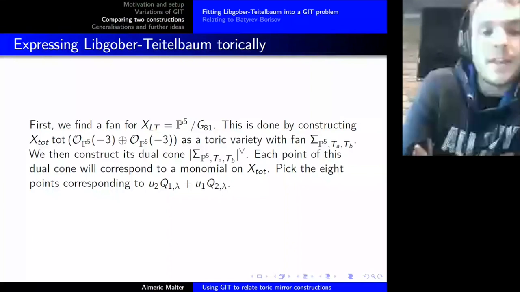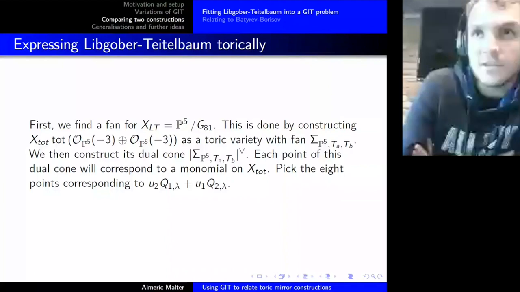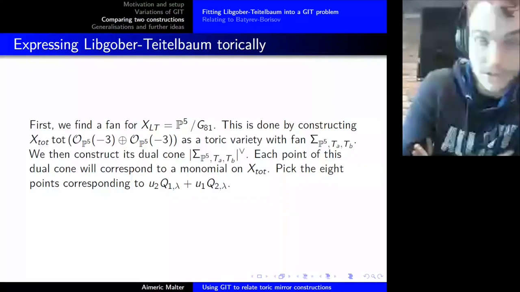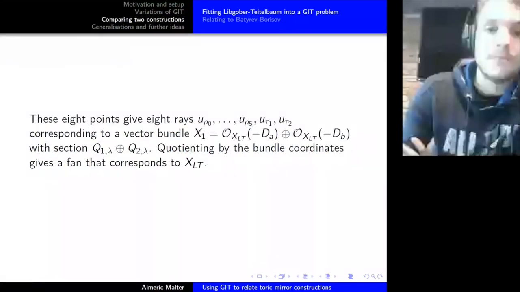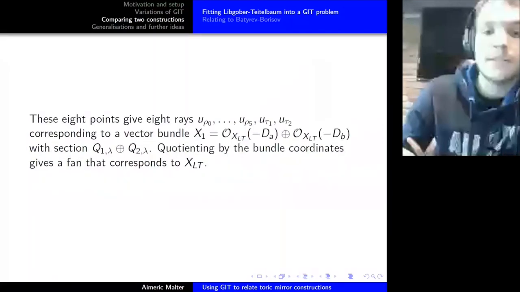And we've done that by just constructing the vector bundle O minus 3, O minus 3, which is a toric variety. We take the dual cone, and points in the dual correspond to global functions. So we just pick the points corresponding to the superpotential. The superpotential should be the sum of the two polynomials we started with, Q1 and Q2. Those were 8 monomials, so we should have 8 points. If we now consider these 8 points to be rays, then we get a vector bundle.